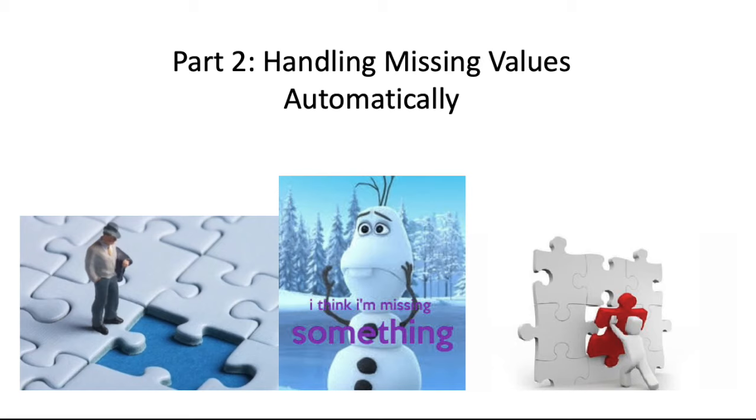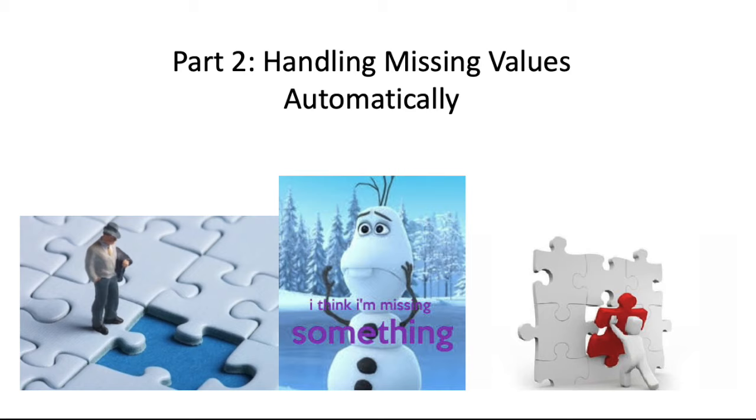Now let's move to part 2, which is handling missing values automatically. In this part, we write a function which imputes the missing data automatically for you. This function is for linear regression models, and one important point to note is that we are not including categorical variables in our function. However, in the future as an extension, we will add categorical variables for it as well.